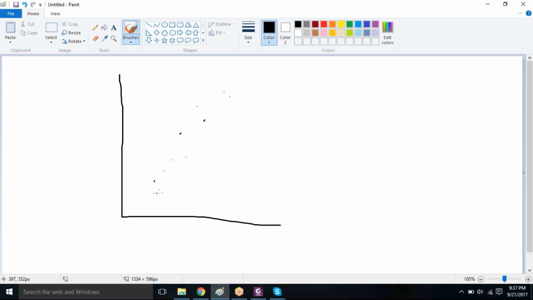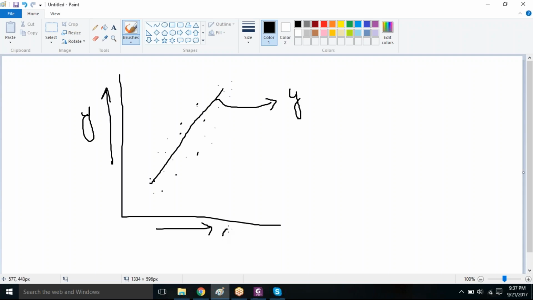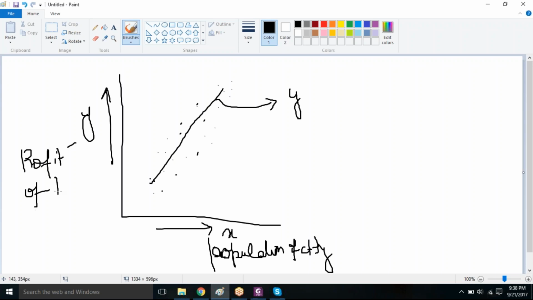So suppose this is a data point, right? Now, if you are going to fit a line, can you tell me the equation of a line which we used to study in our school days? Suppose this is y, the dependent variable, and this is x, the independent variable. Suppose this x is the population of the city, and y is the profit of, say, a KFC outlet.